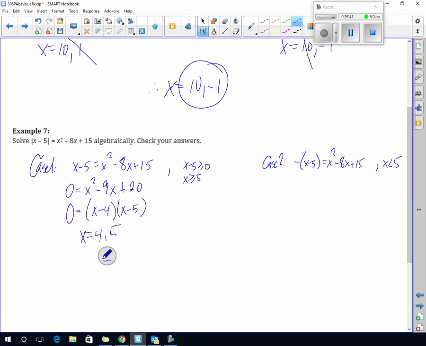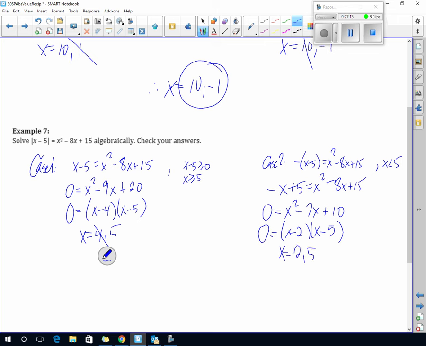Negative x plus 5 equals x squared minus 8x plus 15. 0 equals x squared minus 7x plus 10. Oh, that factors beautifully. X minus 2, x minus 5, x equals 2 and 5. Which one do I reject? 5. Whoop, 5. So, what does x equal? 5 and 2. And again, you can substitute it back in and see if it works. Just to make sure. That's how you're going to get 100% on this test, right? Yeah? It's possible.